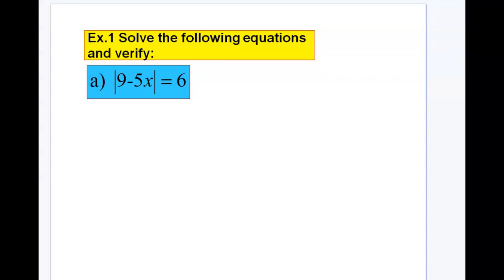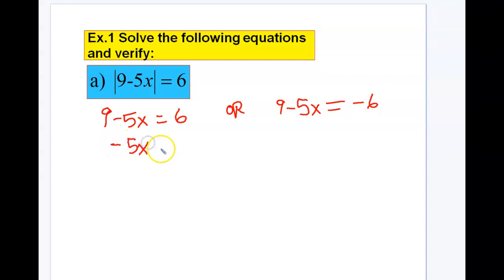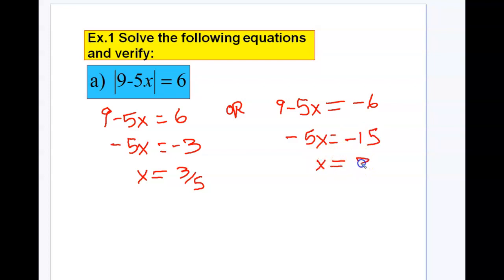Example 1, we're asked to solve this equation, and you did these kinds of equations back in pre-calc 20, I believe. So again, absolute value has two branches, so we're going to go 9 minus 5x is equal to 6, or 9 minus 5x is equal to negative 6. So now I'm going to subtract 9 over to the other side, and I'm going to divide by negative 5 to get 3/5. And then I'm going to subtract 9 again over to the other side, and this time I am going to get negative 15. And I'm going to divide, and I'm going to get 3.